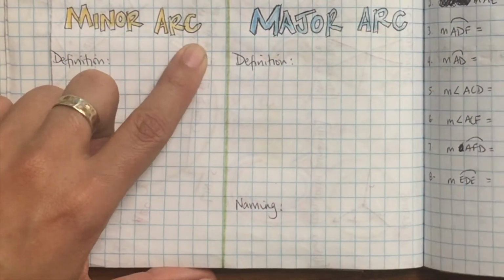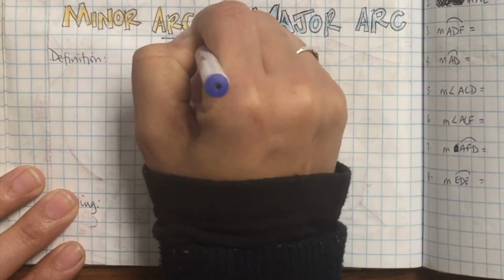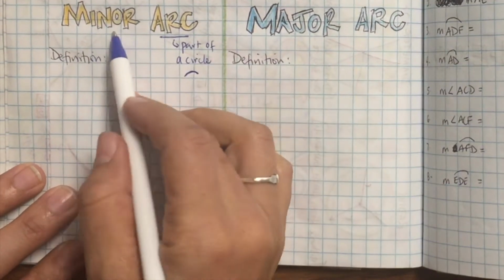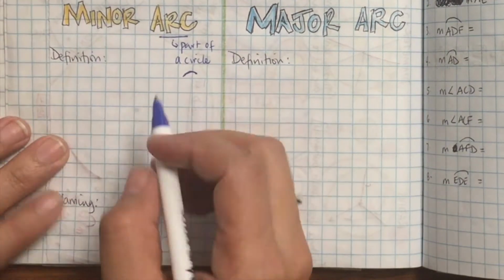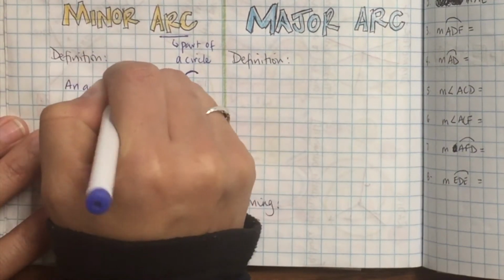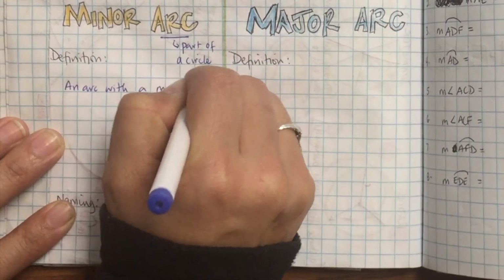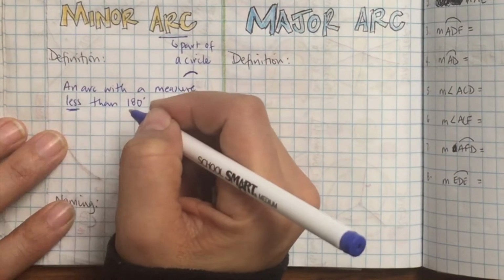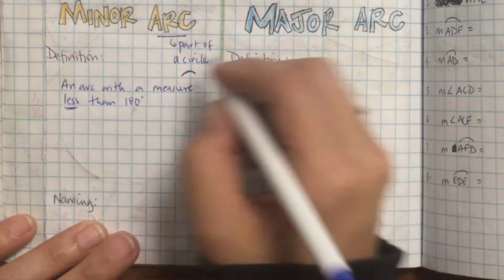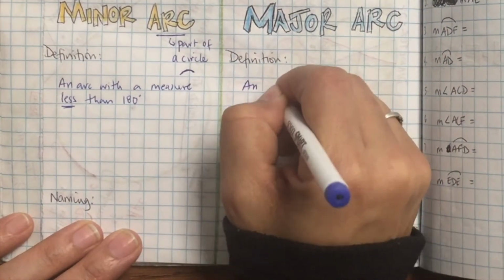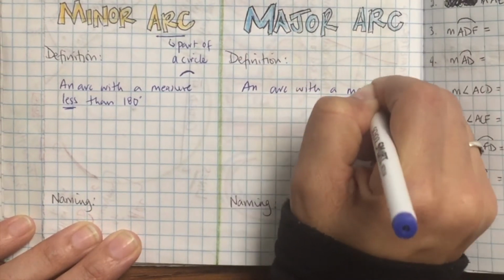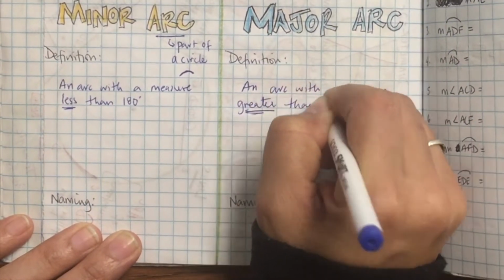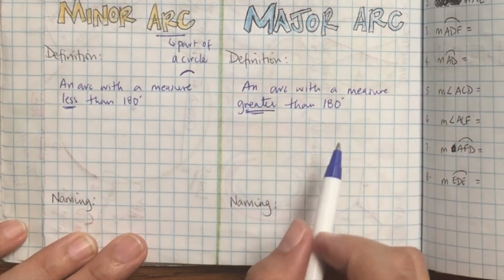All right, minor arc. An arc, remember, is part of the circle. So a minor arc would be an arc with a measure less than 180 degrees. Listening check: color in the word less. A major arc will be an arc with a measure greater than 180 degrees. So minor, less than; major, greater than.